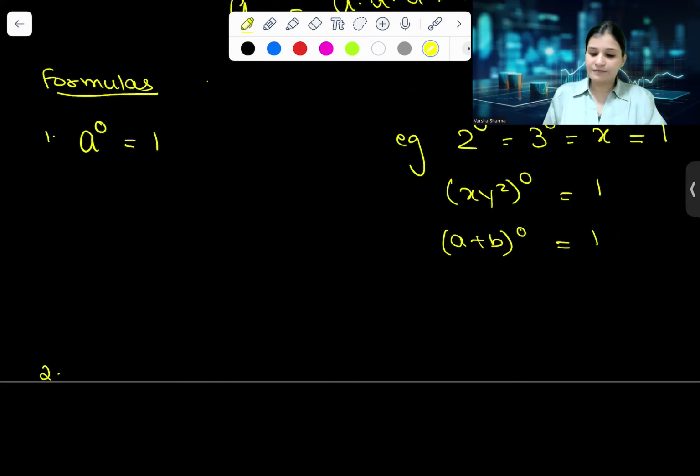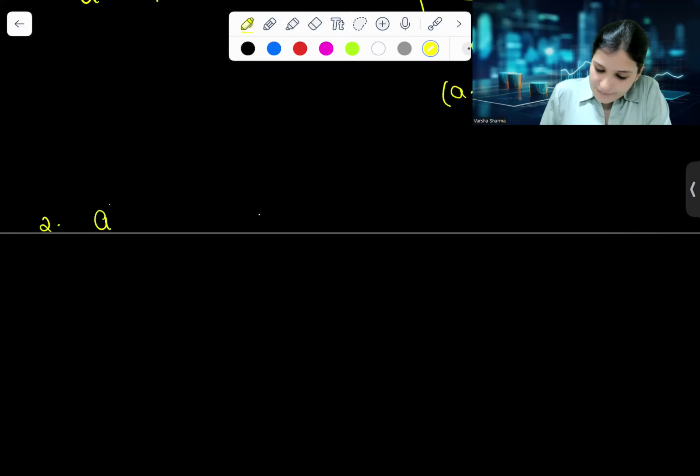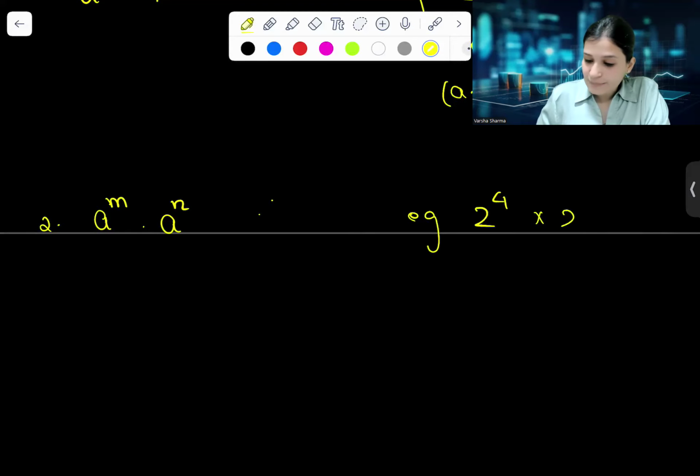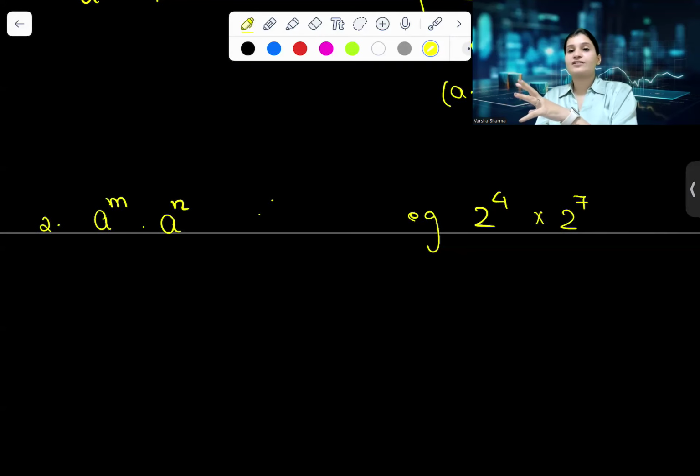Second, same base, multiply. Example, 2 power 4 multiplied by 2 power 7. So we have two exponent questions, and both of them have the same base 2, right? Both have the same base 2 and are getting multiplied. So the answer will also have the same base. What we will do is add the powers. So this will become 4 plus 7, so the answer would be 2 power 11.